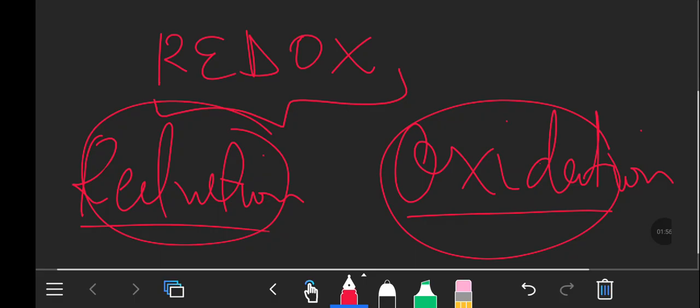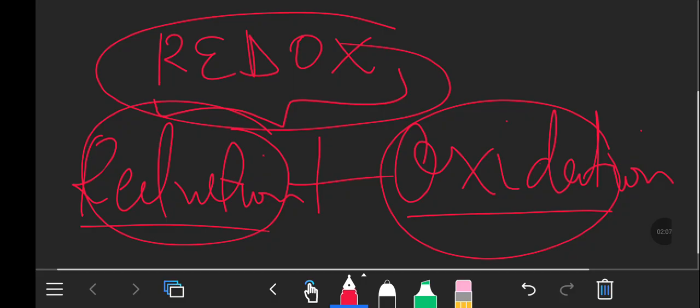So let's combine these two terms to help us now understand redox. So when you're talking about redox, you're simply referring to a reaction in which a reduction and oxidation are taking place simultaneously or at the same time. That is the meaning of redox. Just a reaction in which oxidation and reduction are taking place at the same time. So let's understand oxidation. What is oxidation?